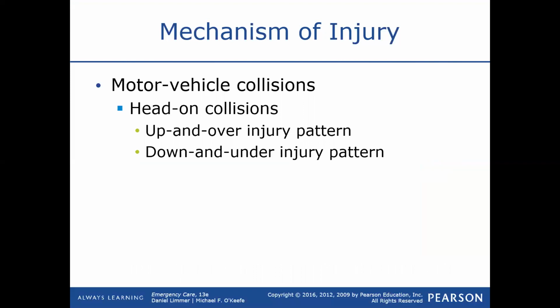So when we think about head-on collision, there's an up and over injury pattern or a down and under injury pattern. Were they wearing their seatbelt? That's one of the most important things we can find out, because that can really help us determine what kind of injuries they might have. Up and over means up and over the dash through the windshield pattern, or are they sliding down and under the steering wheel?